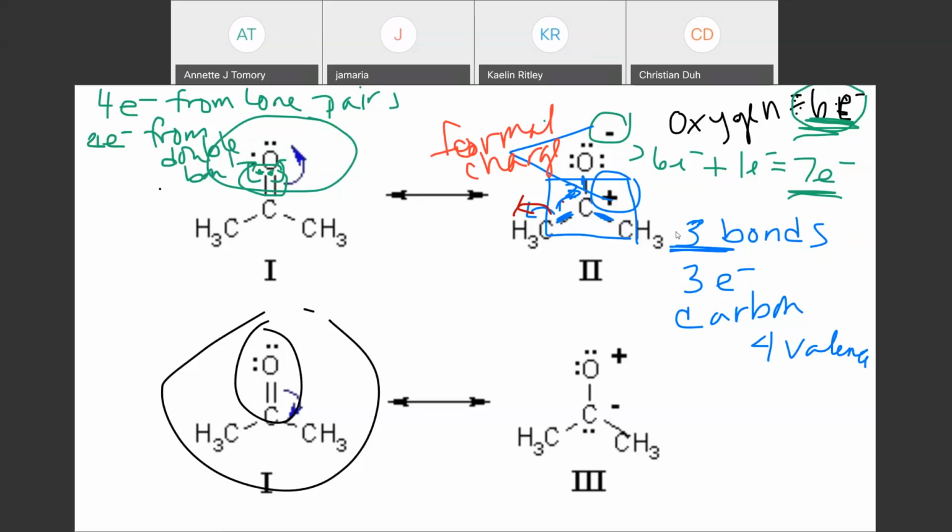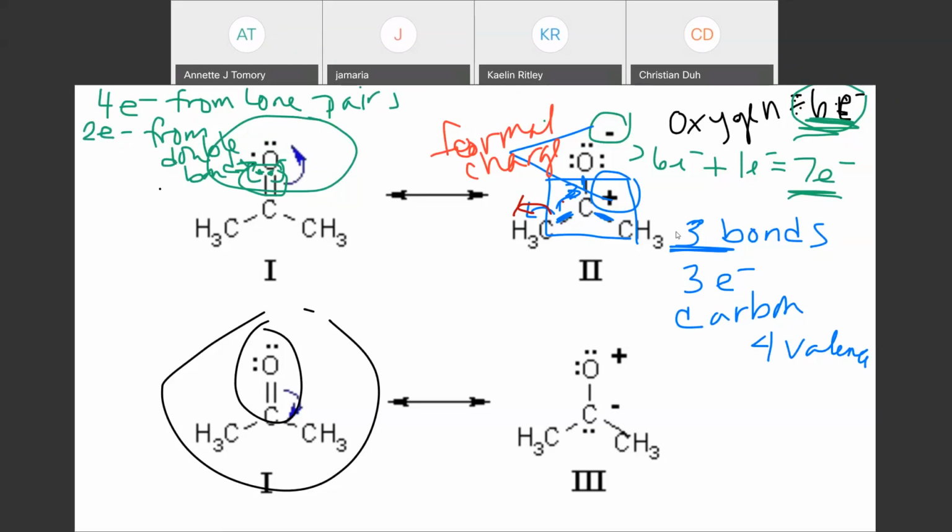So we have 2 electrons from that double bond. Okay, I'm going to erase that so it's a little bit more clear. 2 electrons. All right, how many electrons do we have total surrounding that oxygen? 6. I have 4 from the lone pair and 2 from the double bond.